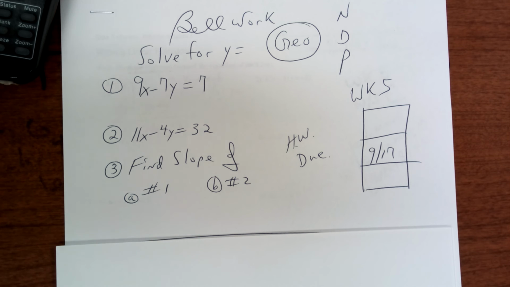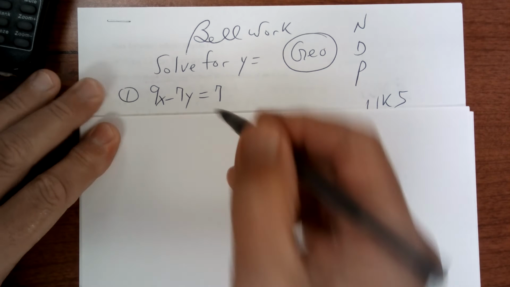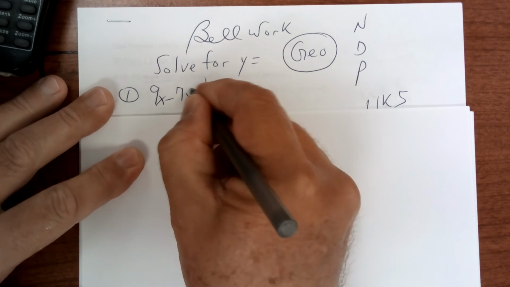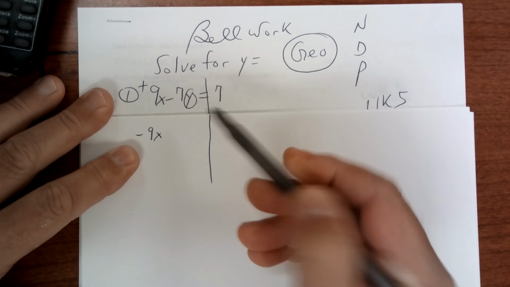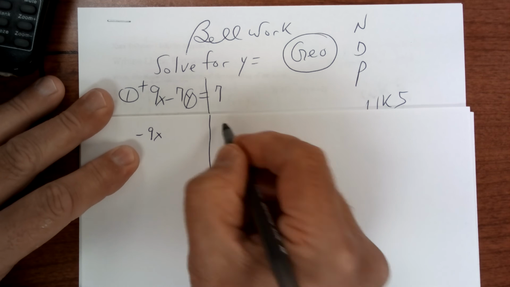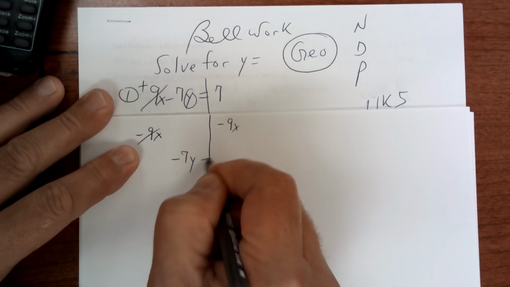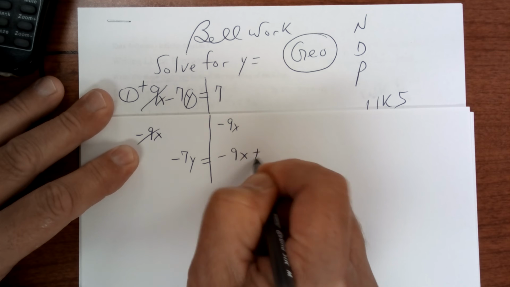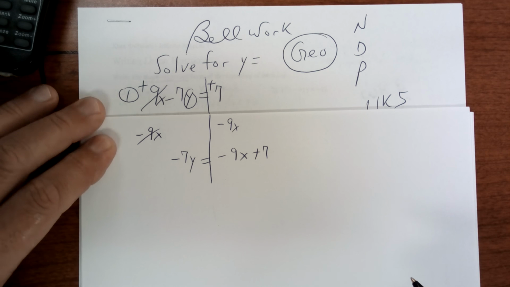Pay close attention. This one says solve for y. So draw a line, circle the y, subtract 9x. Okay, always get rid of this one last. That's with the variable. So we're going to subtract 9x. So we get negative 7y equals this. There's a plus right here. Okay? All right, so at this point, you're going to divide by negative 7.